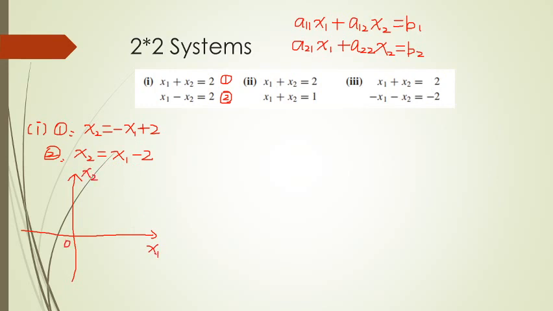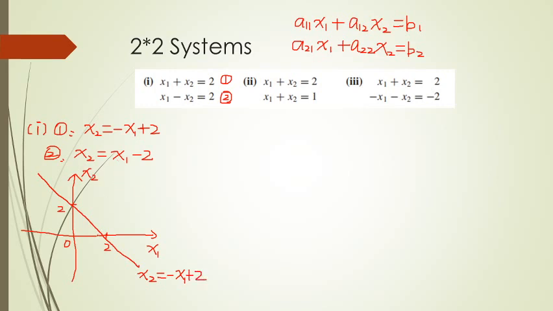So x1, O, x2 coordinate. Let's draw the first straight line. That will be y equals minus x, shifted 2 units upward, right? Shift 2 units upward. Here is 2, here is 2. So this is x2 equals minus x1 plus 2.